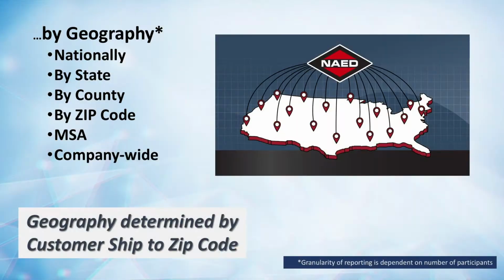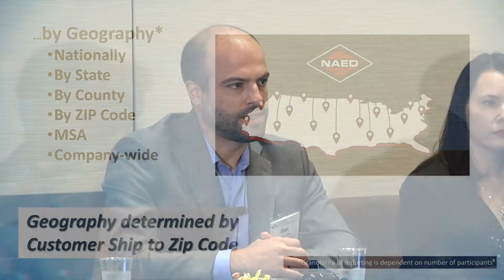And so I'm going to turn it over to Dan. He's going to talk about that granularity in terms of the three filters that we're looking at. Sure, thanks, Toby. So really, we have those three segments Toby was talking about, and the idea in all of these segments is that we are going to be going down this list as we get more participants. So you can see here nationally, state, county, zip, MSA, and company-wide as far as comparisons go. The idea is that the more data we get, the more we can report out. So we're going to start with national and work our way down the list.